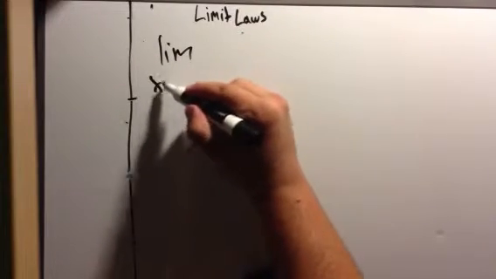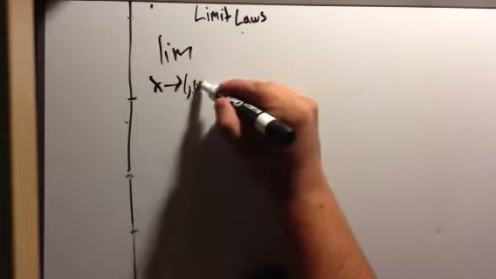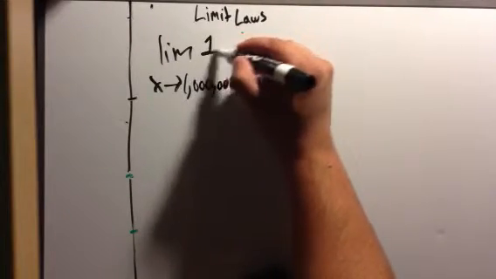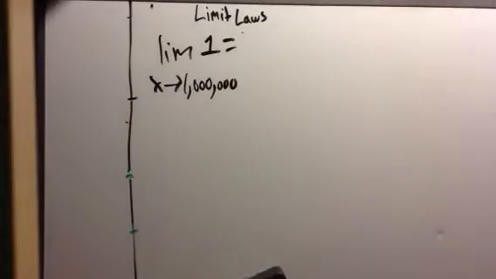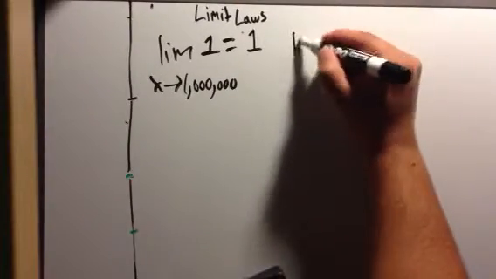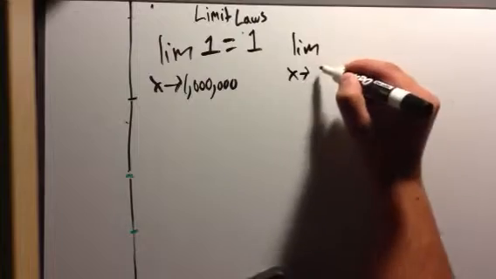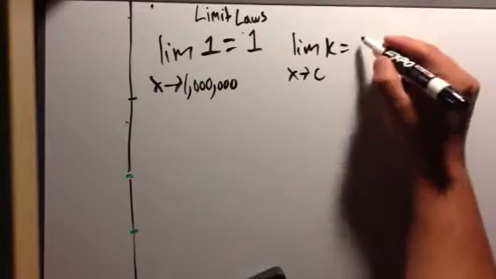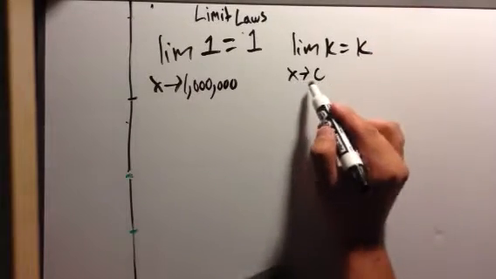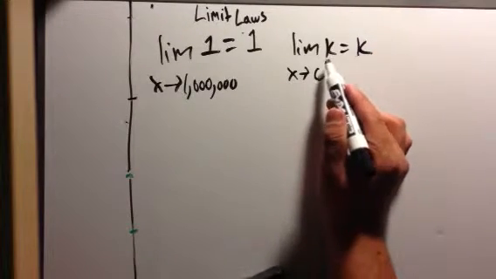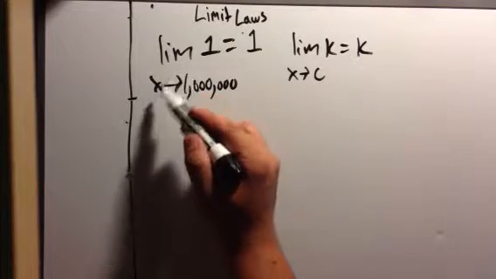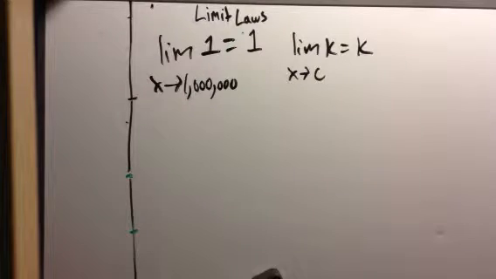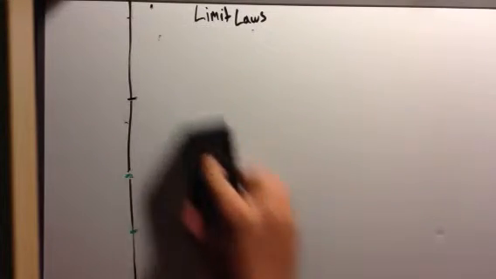We can say the limit as x goes to 1 million of some number 1. Well, it's just equal to 1. Because remember, by our limit laws, yes, I know I'm saying limit laws a lot, but it's important to get it down. The limit as x goes to c of any constant k is just equal to k. So the limit as x goes to 1 million of 1 is just equal to 1. It's pretty straightforward. It's just using your equations.